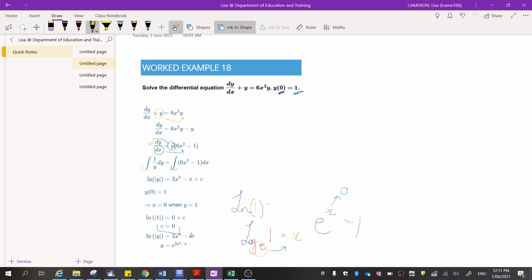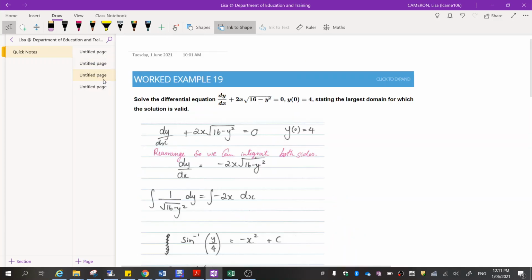Now that I've got that answer, I can rearrange this in terms of y, and that's generally our favourable choice. So if you can get it in the terms of y is equal to at the end, we like to do that. Now, worked example 19, I've got two possible solutions for you. So my solution is different to what they've done in the textbook.